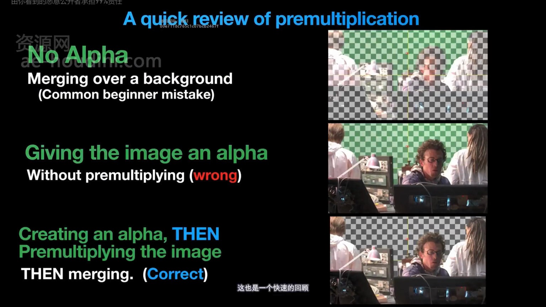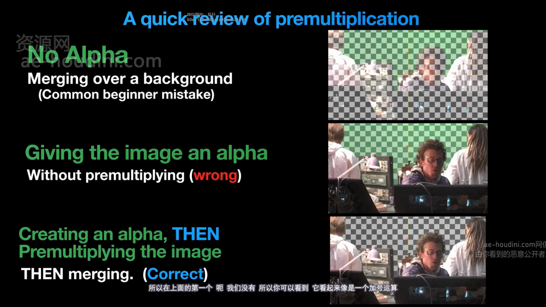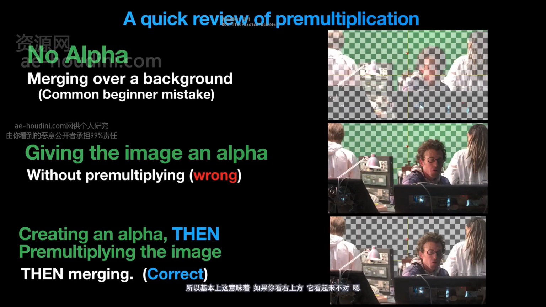So this is a quick review as well. These are three examples of what happens if you merge an image over a background in different scenarios. The first one, in the top right here, has no alpha, so you can see it looks like a plus operation. What that means is the colors are just being added and not merged as an over. If you look at the top right, it doesn't look right. Things are transparent, and that's because there's no alpha in the picture. So you're trying to merge an image over another one with no alpha.